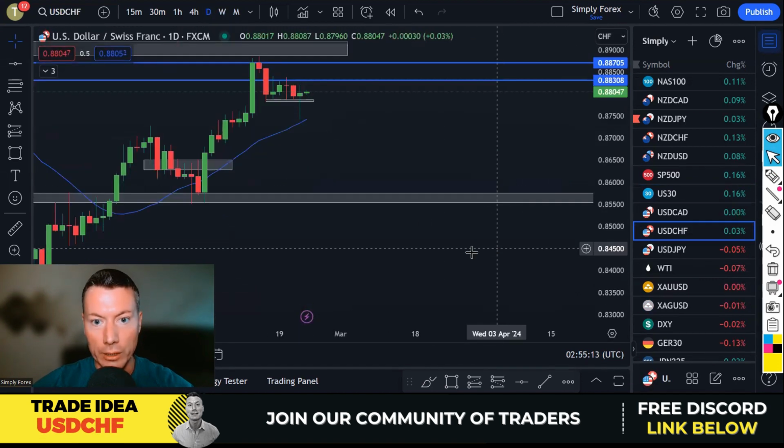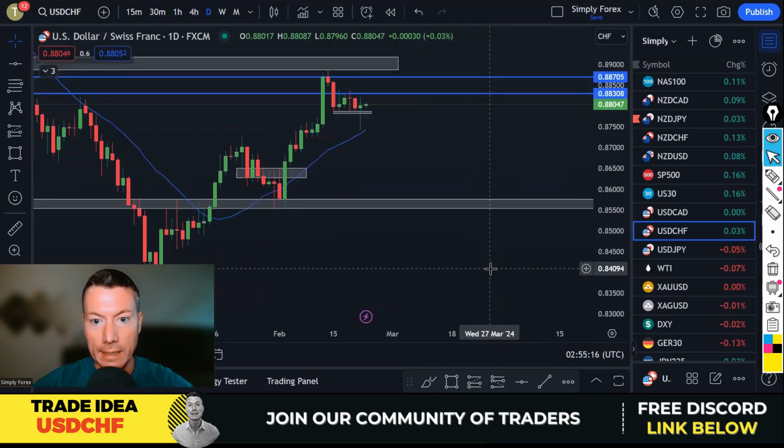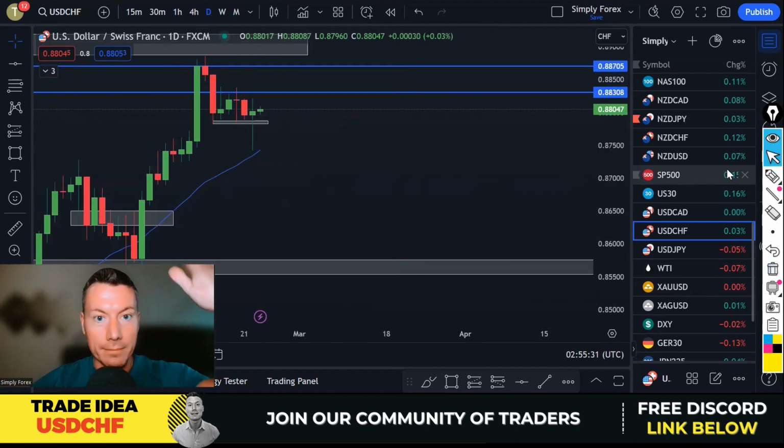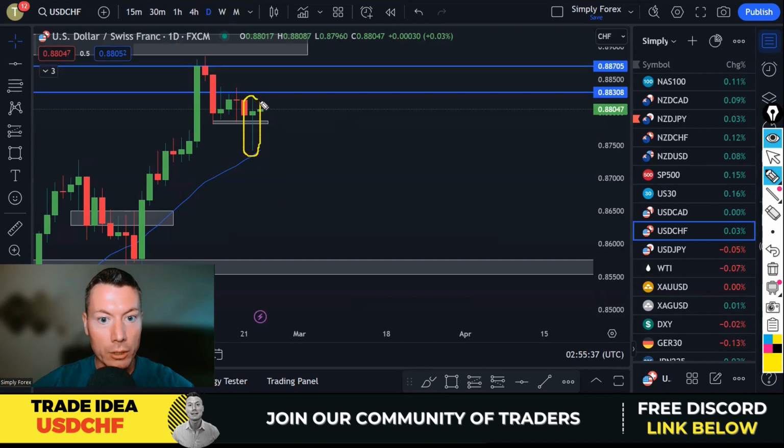If we start with the day chart, guys, we can clearly see US dollar Swiss franc that we are in an uptrend. You don't need to be Warren Buffett to see that. Because of all of that indices strength, we're seeing Swiss franc weakness. Look at that candle. We've got a bullish daily candle, bouncing almost off the moving average 20, but more importantly, closing back into these lows here. So we want to buy it.